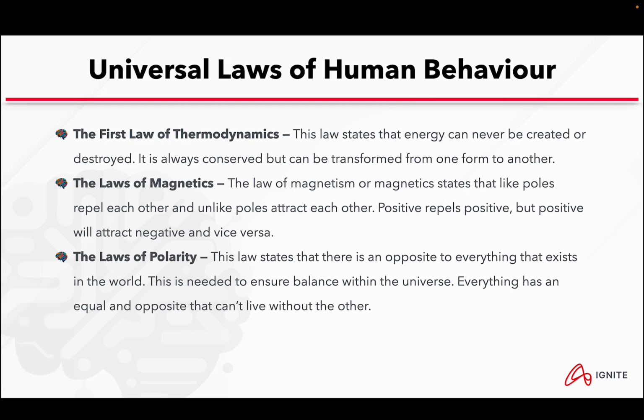The laws of magnetics. So the law of magnetism or magnetics states that like poles repel each other and unlike poles attract each other. So positives repel each other, negatives repel each other, positives attract negatives and negatives attract positives, and vice versa. So positives repel positive, but positive will attract negative, and vice versa.